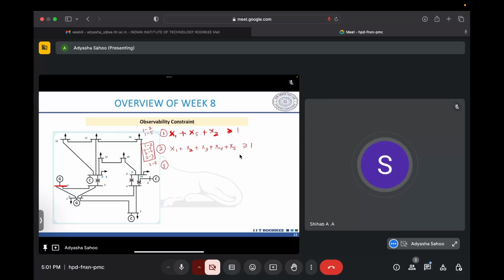So similarly, if we see for x3, then we have the lines as 2-3 and 3-4. Two lines are there. So here it will be x2 plus x3 plus x4 is greater than or equal to 1. Similarly, how many equations do you have to write? You have to write 14 equations, one for each bus. And that will give you the set of observability constraints for this 14 bus system.